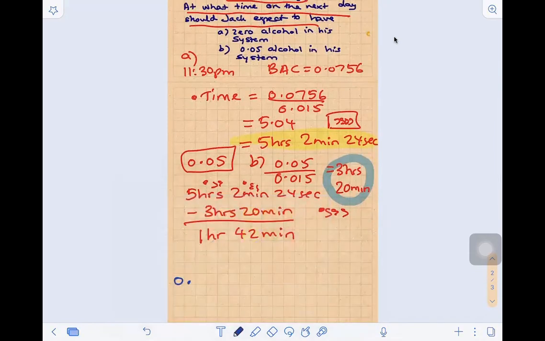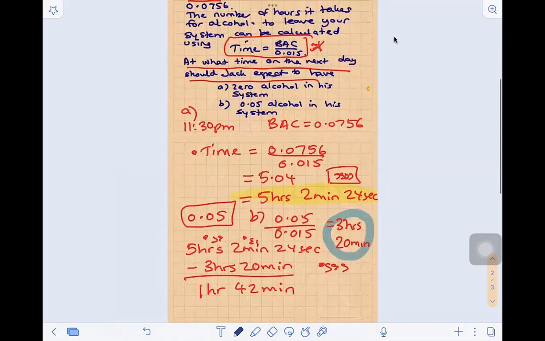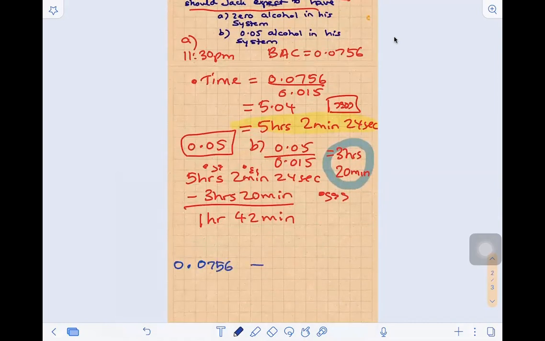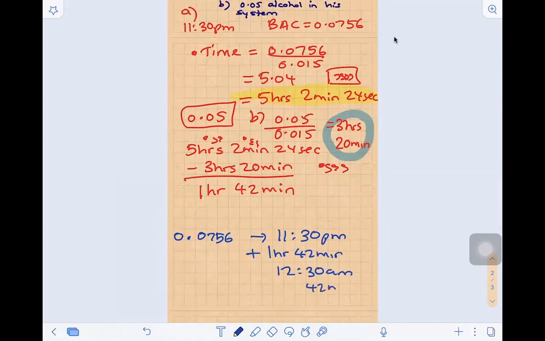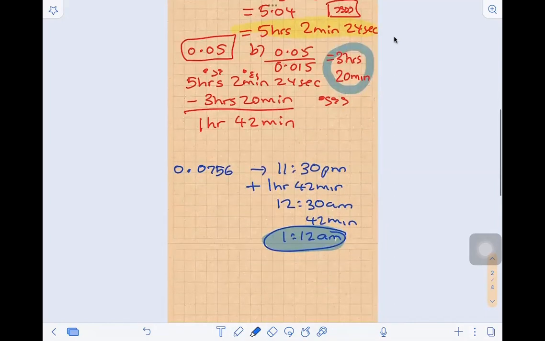Okay, so you start off with 0.0756 in your system at 11:30 p.m. And then if you go 1 hour and 42 minutes later, that would be 12:30 a.m. plus 42 minutes. That would be 1:12 a.m. So that means that at 1:12 a.m. the alcohol will be 0.05.